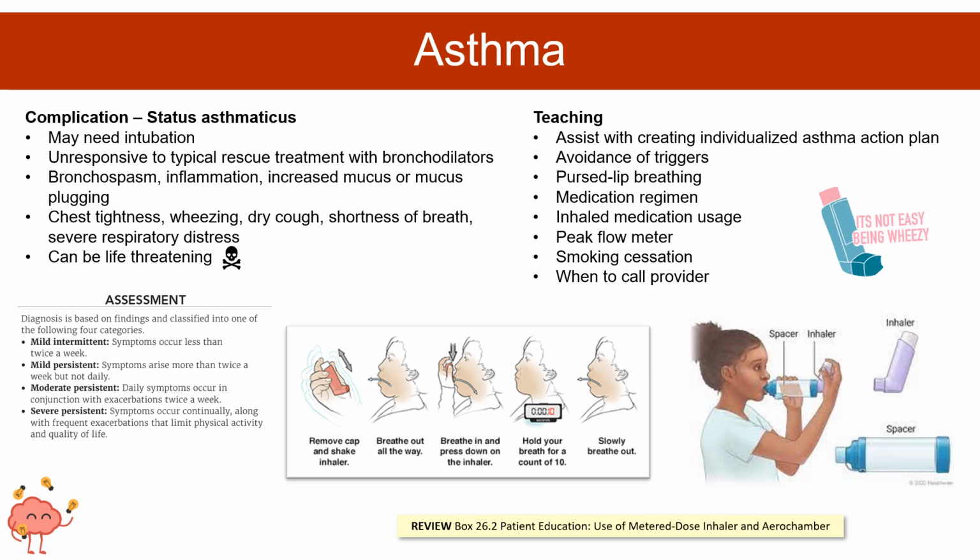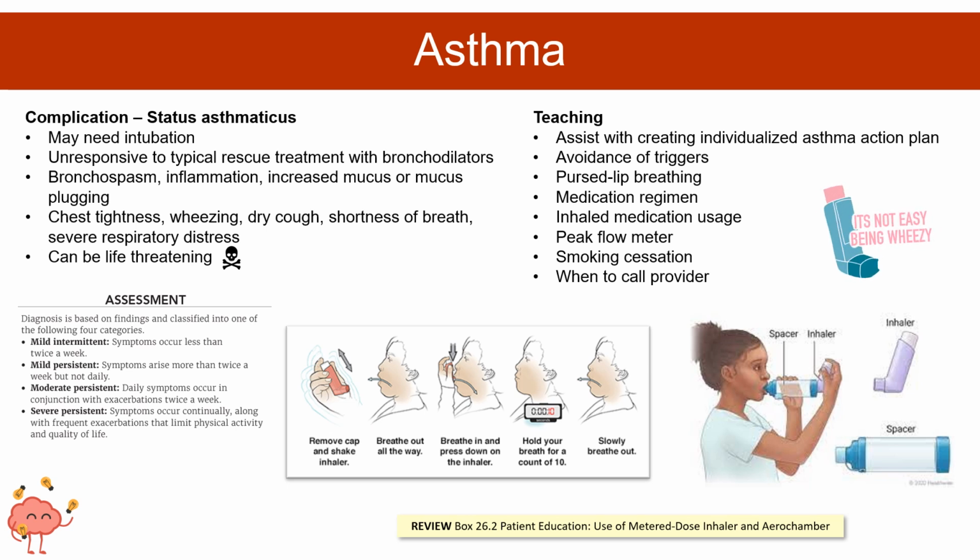You want to look out for this, and you're going to see bronchospasm, inflammation. It could lead to mucus plugging, where there's actually a big mucus plug in the airway. Chest tightness, wheezing, dry cough, shortness of breath, severe respiratory distress. You're going to see that pulse ox very, very low. This can be life-threatening, so this is going to be a priority patient.